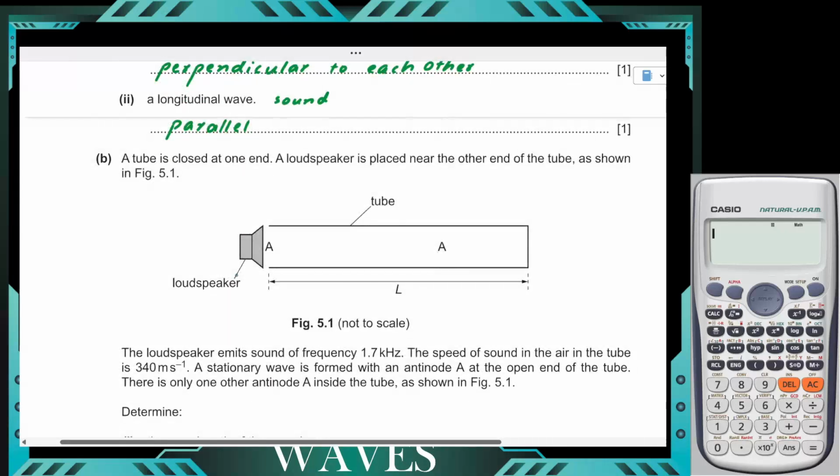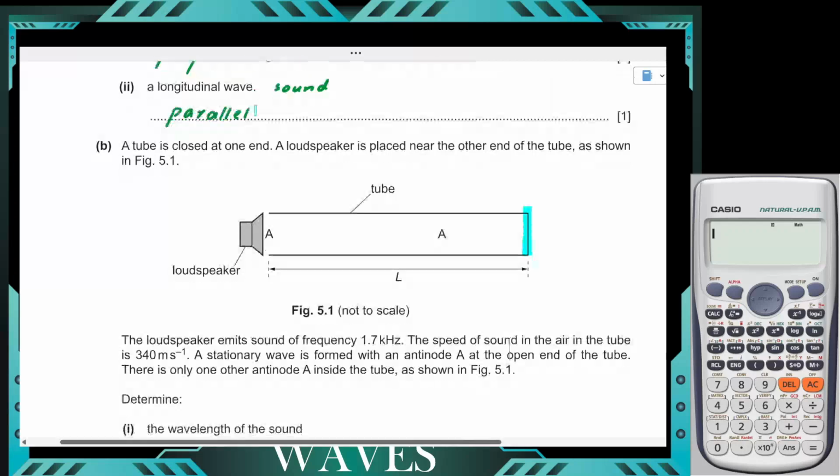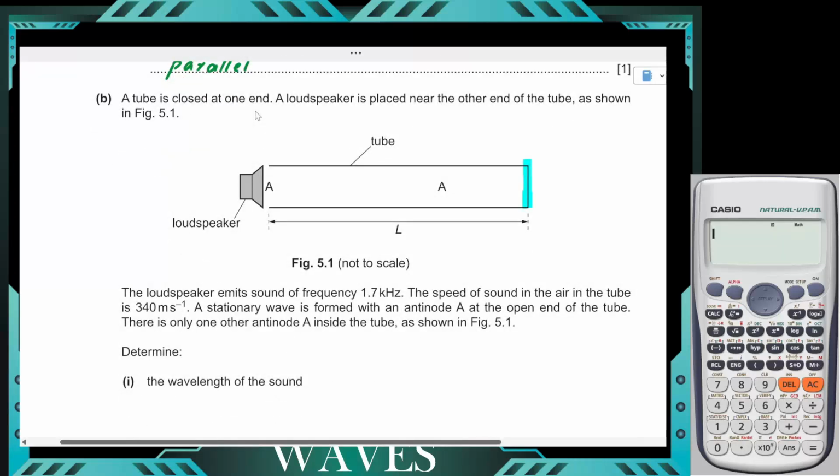Okay, so let's take a look at the next one. Now this question is specifically from the topic harmonics that we have been studying over the past few lessons. A tube is closed at one end, as you can see over here. A loudspeaker is placed near the other end of the tube. So we have a source of sound on the left side of the tube. The left side is open and the other end is closed. Now the first question is, can you tell me which case is that? Case number 1, case number 2, or case number 3?